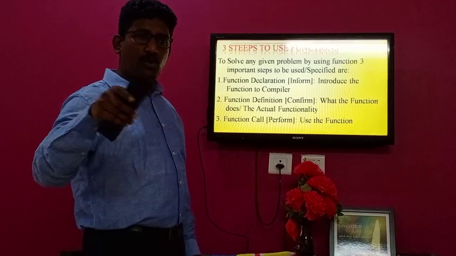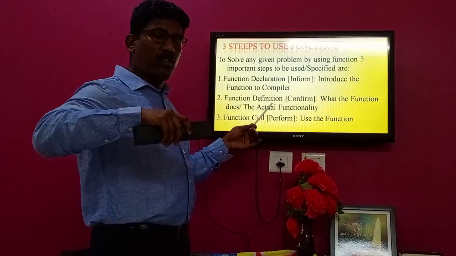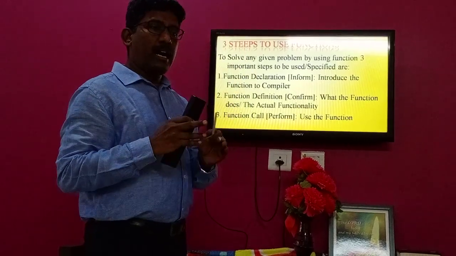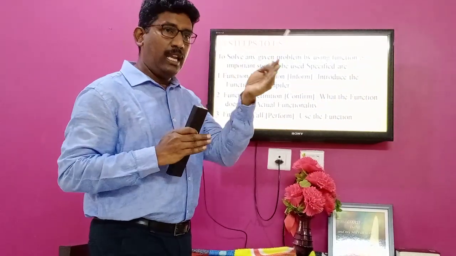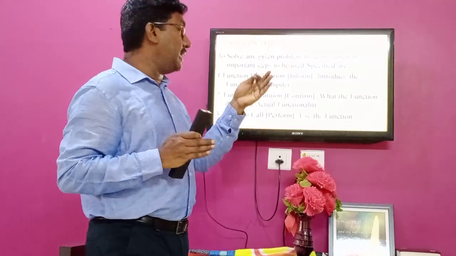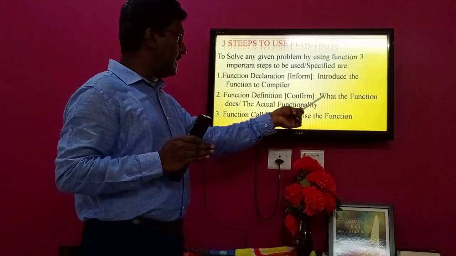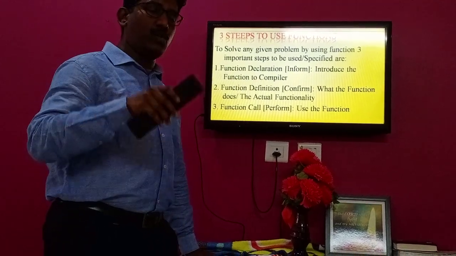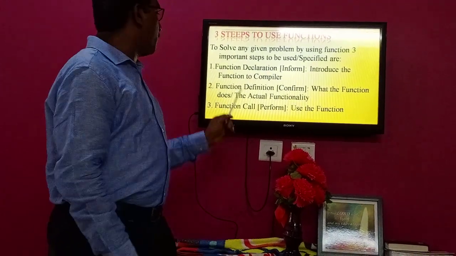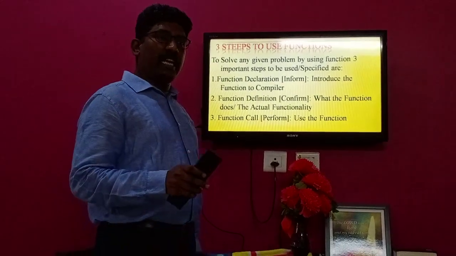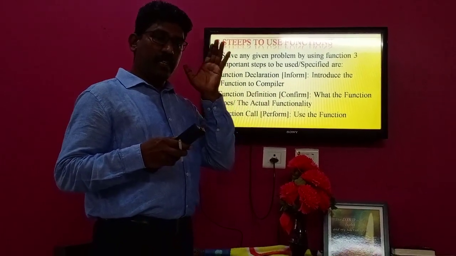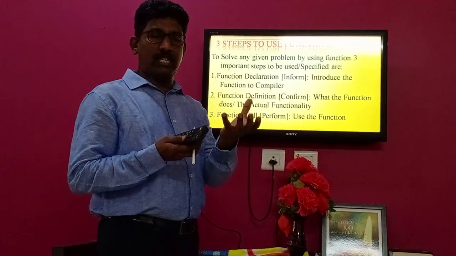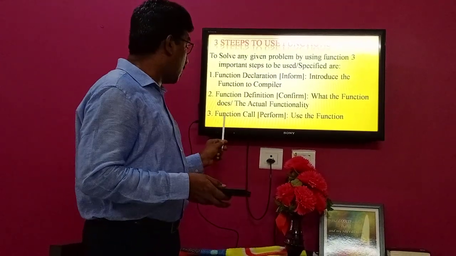Like an ordinary variable, a is equal to 10. Similarly here also, whatever function is informed to the compiler, for that function the body part or functionality part needs to be added to the declaration part. That is called conform. That is what the function does. The actual functionality of the user-defined function needs to be specified in the form of function definition. Finally, after defining that particular functionality, if I want to perform some task with the help of that defined function, I need to call that particular function. That is called function call.